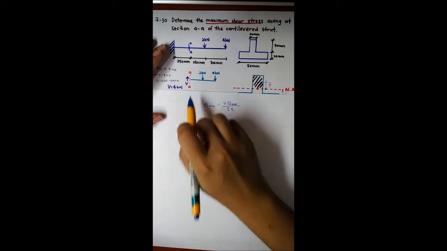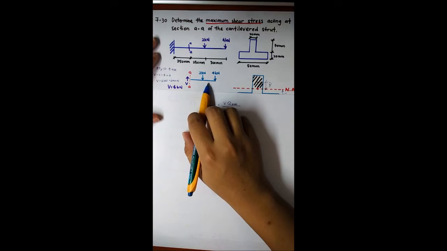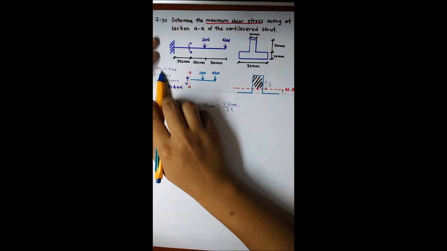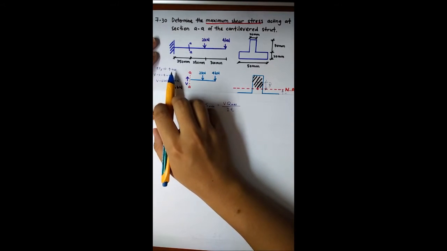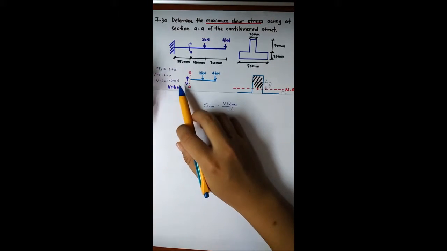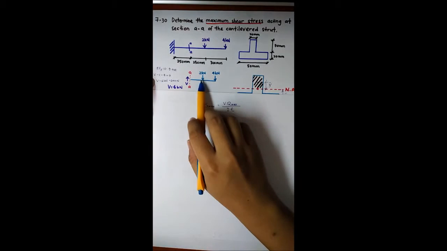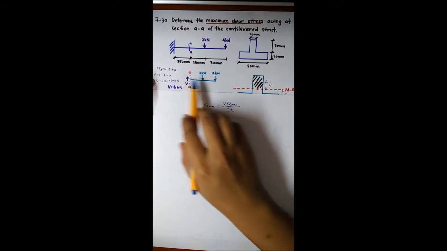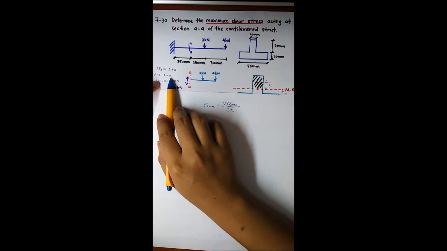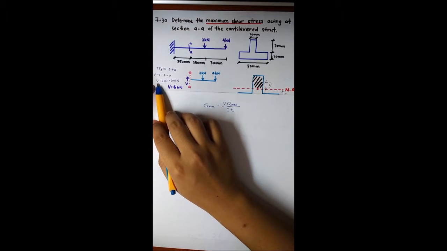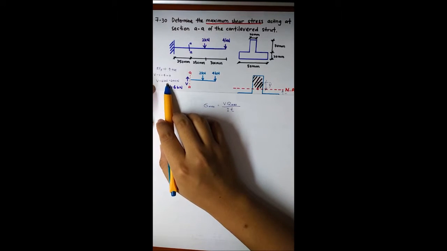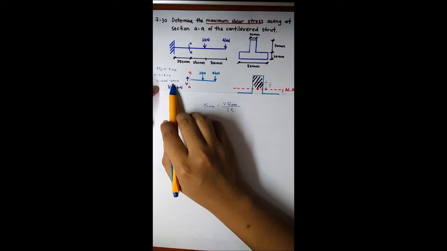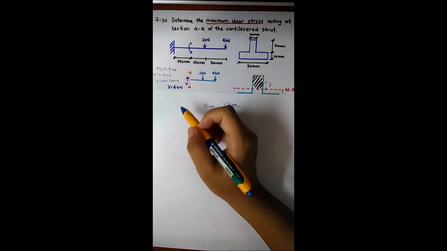Okay. From the free body diagram, the sum of Fy equals 0. We assume outward is positive. V minus 2 kilonewton minus 4 kilonewton equals 0. Then we get V equals 6 kilonewton, also equals 6,000 Newton.